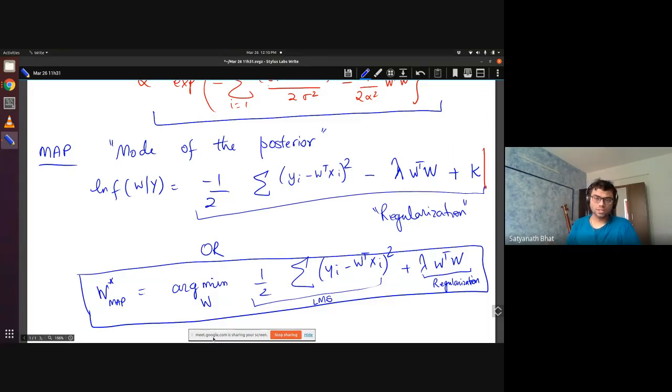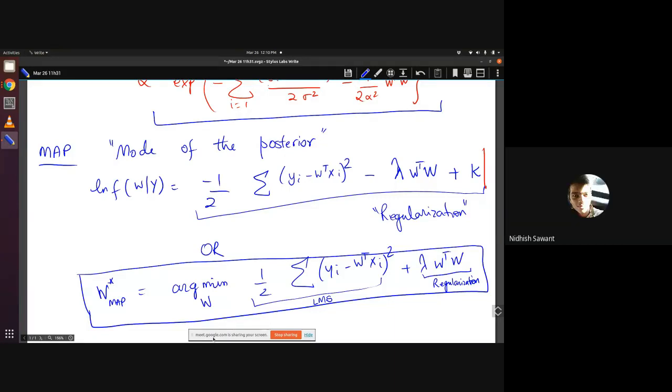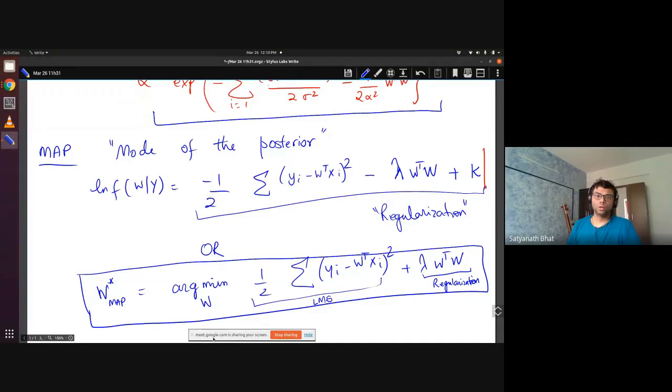Have you seen regularization before? Actually, sir, we had a question, I think, of regularization. Yes, sir, in our optimization class. Oh, you had a question. Okay.